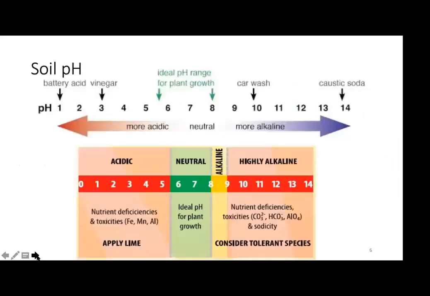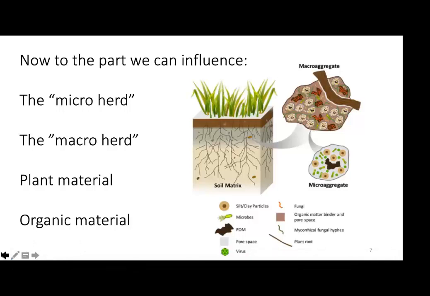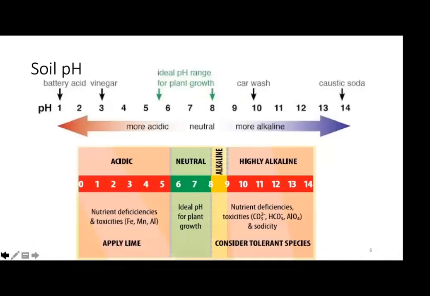Now, in addition to the actual physical makeup of the soil, we need to look at some of the chemical properties, and pH is probably one of the most important. pH, a brief review for those of you who don't remember from high school chemistry, it's a measure of the acidity or alkalinity of the soil. The scale for measuring pH goes from 1 to 14, with 1 being very acidic and 14 being very basic.